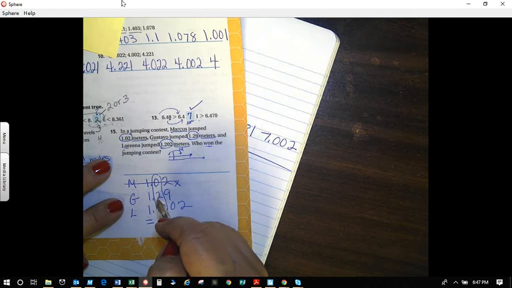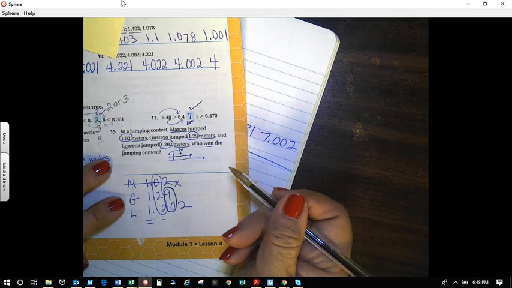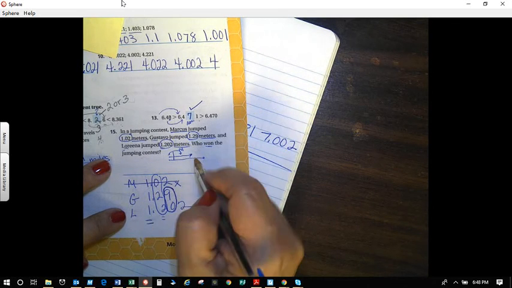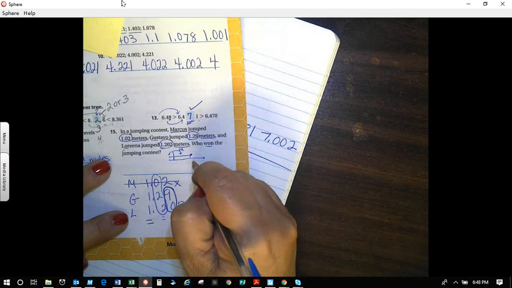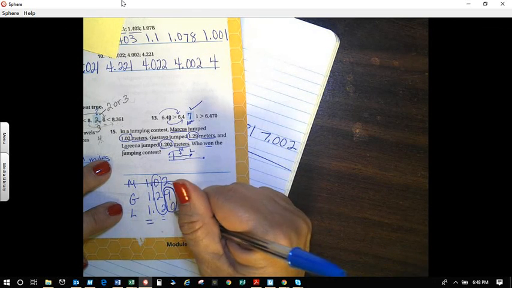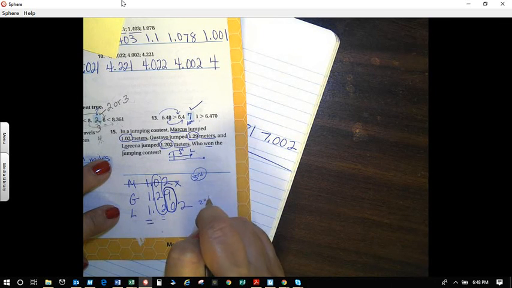Now let's look over here at Gus and Lorena. These are tied, so we can move on to the next place value. Circle the next one. Is 9 greater than 0? Yes. So which one would this be? Who would be second place? Yeah, this is going to be Lorena because she was the next one. So this is third place. This is second place.